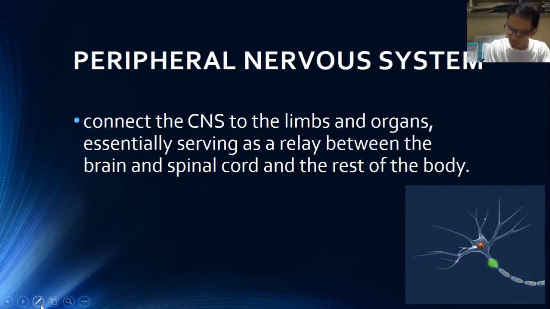And also, this particular part of the nervous system connects other parts of the body to these two organs in your central nervous system. So basically, that's the function of your peripheral nervous system. This is the window of our body that connects our nervous system to the environment.